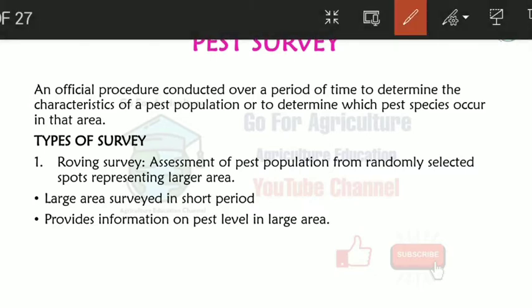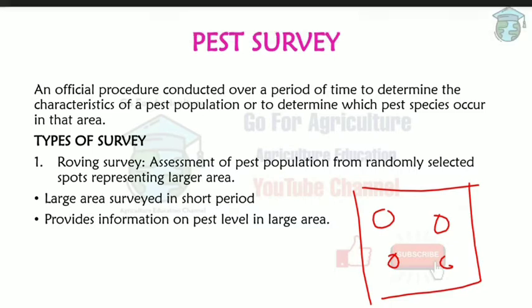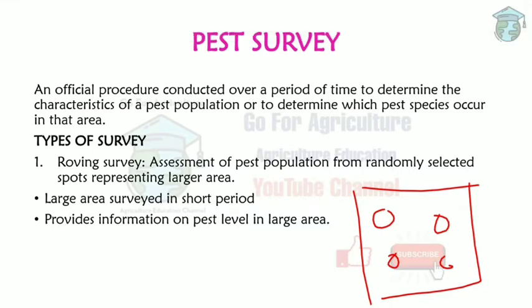For example, if this is a huge field and you select some random spots and collect samples from those spots, this is called a roving survey. The main advantage is that you can cover a large area in a short period of time, and it also provides information on the pest level of infestation in a large area.